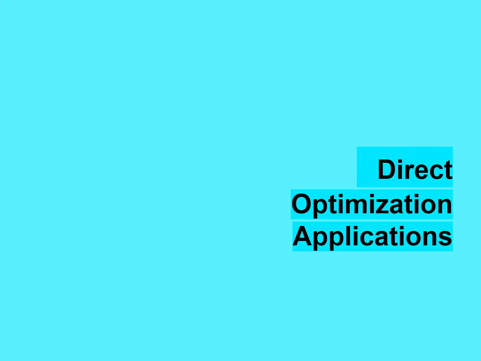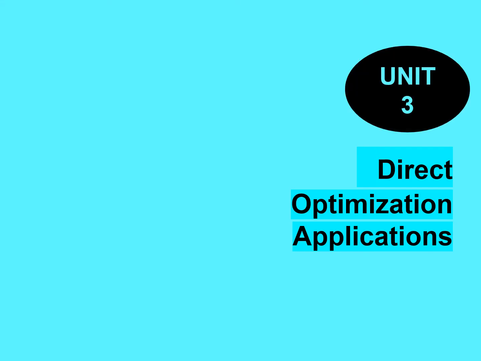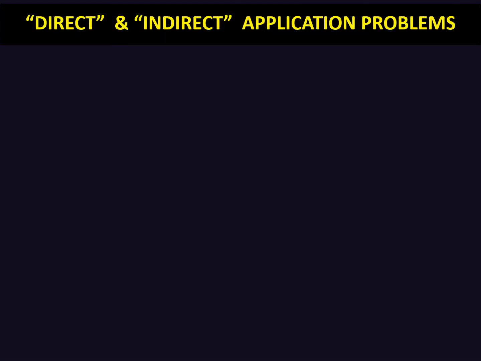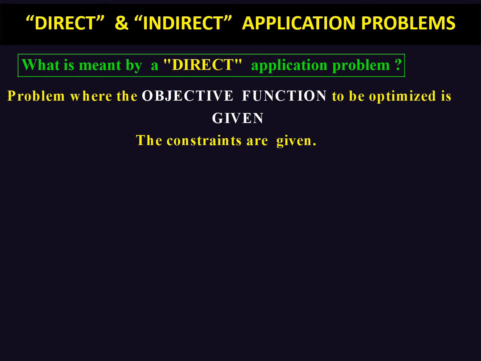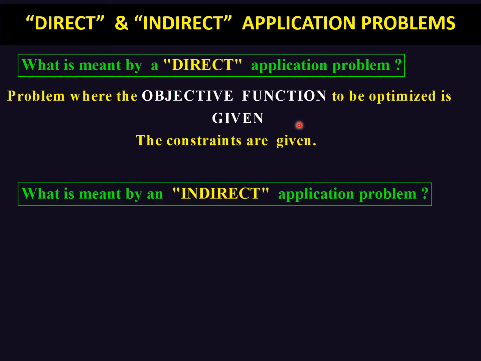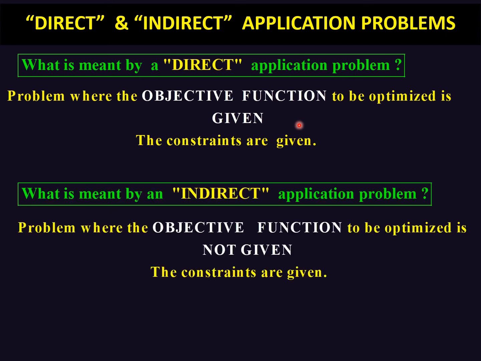Now let's look at some optimization applications. There are two types. I refer to the one as direct, and the other one is indirect. Let's see what the difference between the two of them would be. A direct application, in other words, you know immediately what you have to do. That will be where the objective function is given. So you can just start with your first derivative. An indirect application problem, the objective function is not given, right? So that objective function must be determined first before you can proceed.